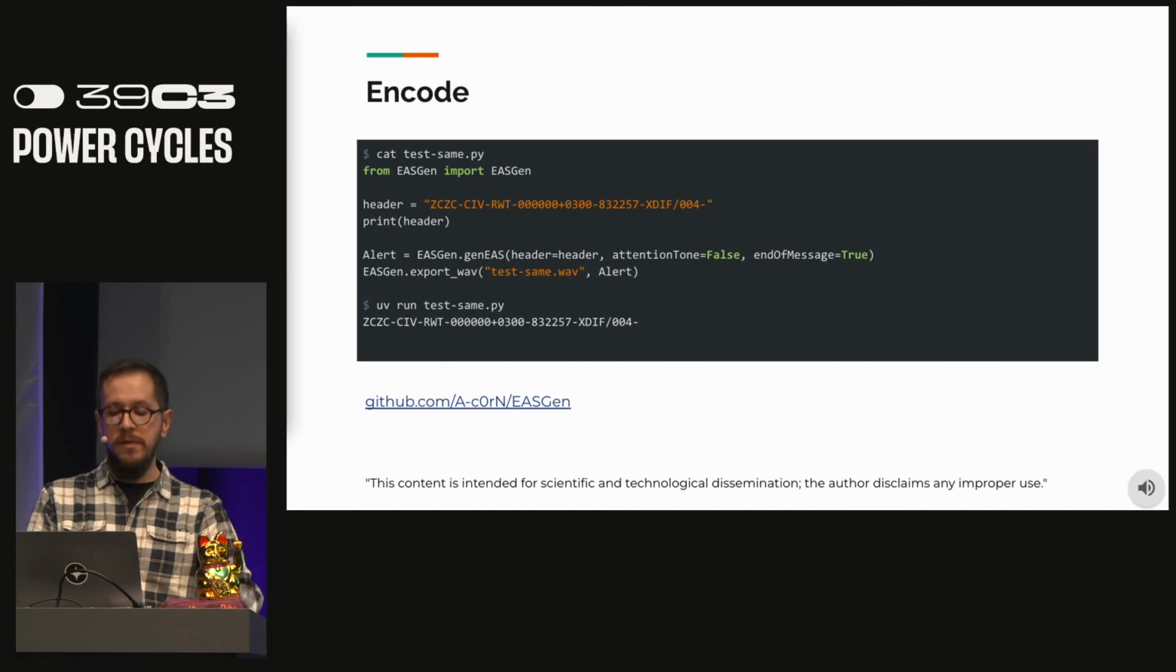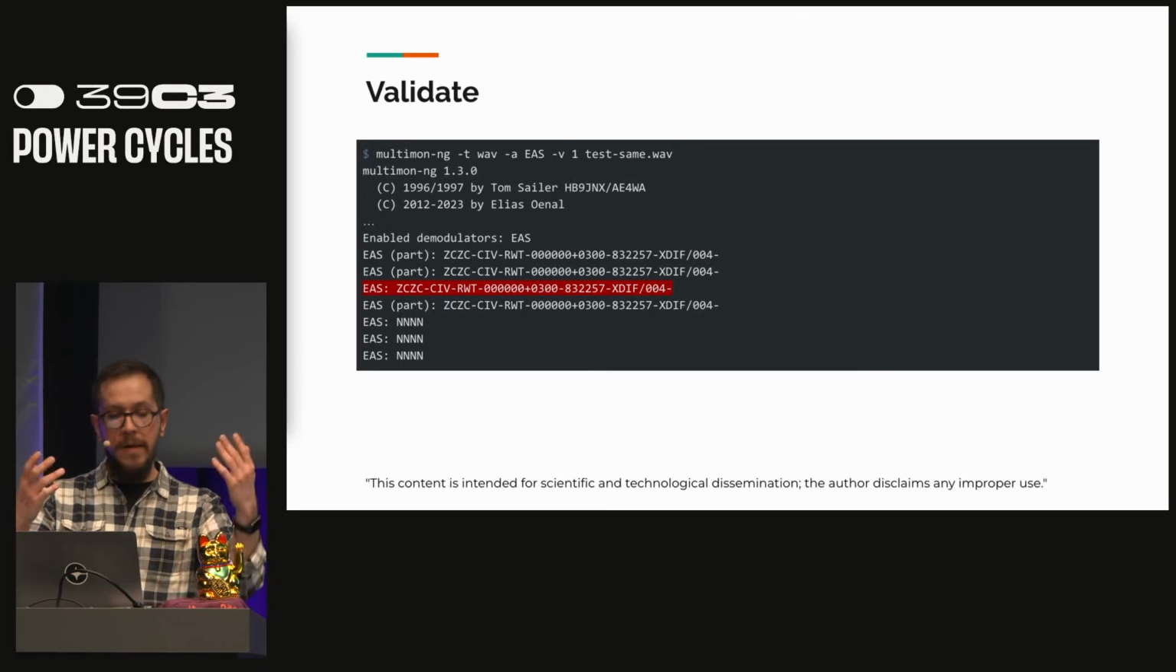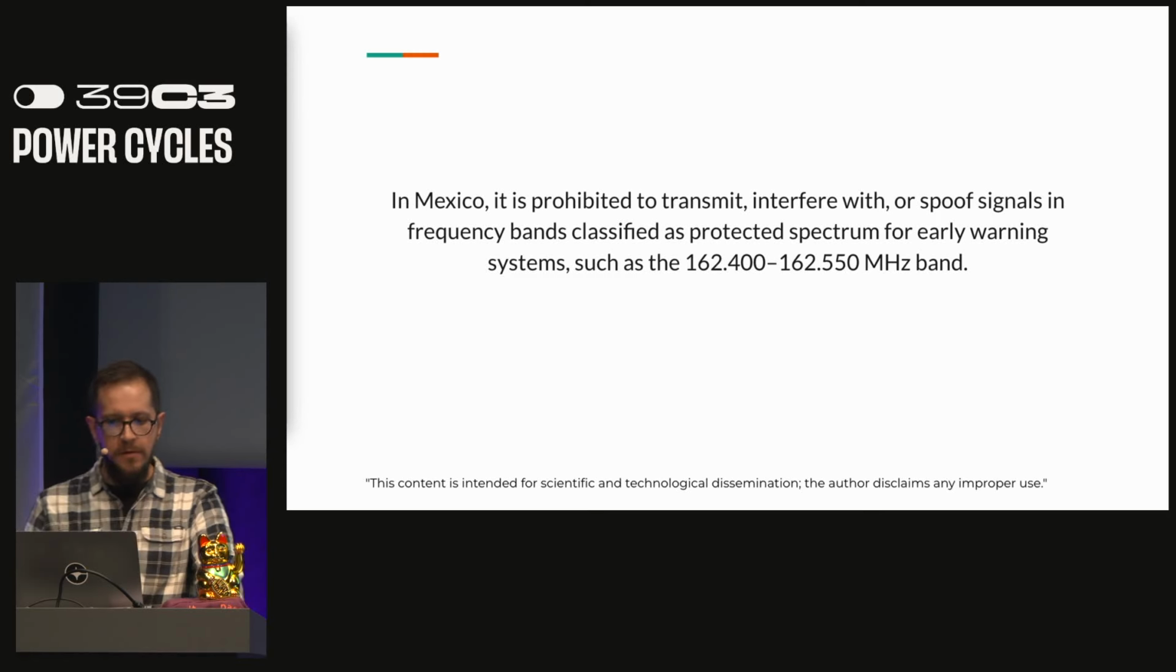Obviously, I'm not going to transmit this because it's against the law. But you can generate the WAV files and validate them, and they look like the original ones. So this is a super simple system. We're going to see it in these final thoughts. First of all, in Mexico it's prohibited to transmit, interfere, or spoof signals in these frequency bands. They are protected spectrum for early warning systems.